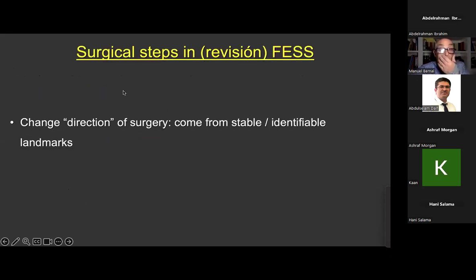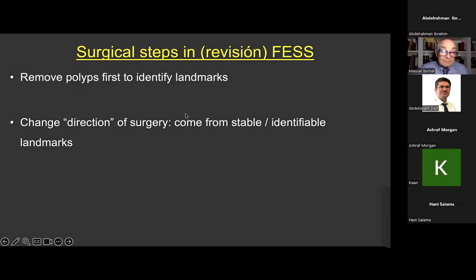Now, how do you do the surgery in revision FESS? Well, the first thing is you change usually the directions. You try to identify the most stable landmarks that are identifiable with your endoscope. And usually that seems to be the choanal arch. That is the most stable anatomic landmark. From there, you go upwards. You identify the sphenoid sinus. And from there, you come anteriorly and remove the posterior and then the anterior ethmoidal cells. That is important to understand.